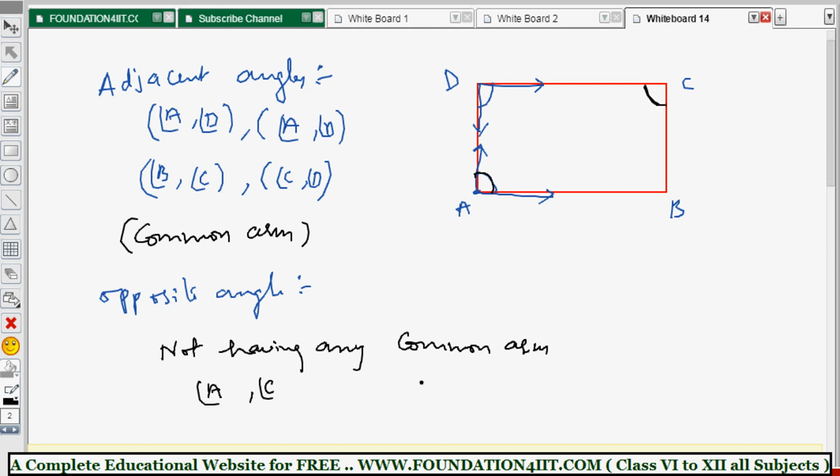Angle A and angle C do not have any common arm. Angle A is DAB and angle C is DCB. Similarly, the other opposite pair is angle D and angle B. This is one pair, and angle B and angle D are also opposite angles because they don't have any common arms. So this is about adjacent angles and opposite angles.